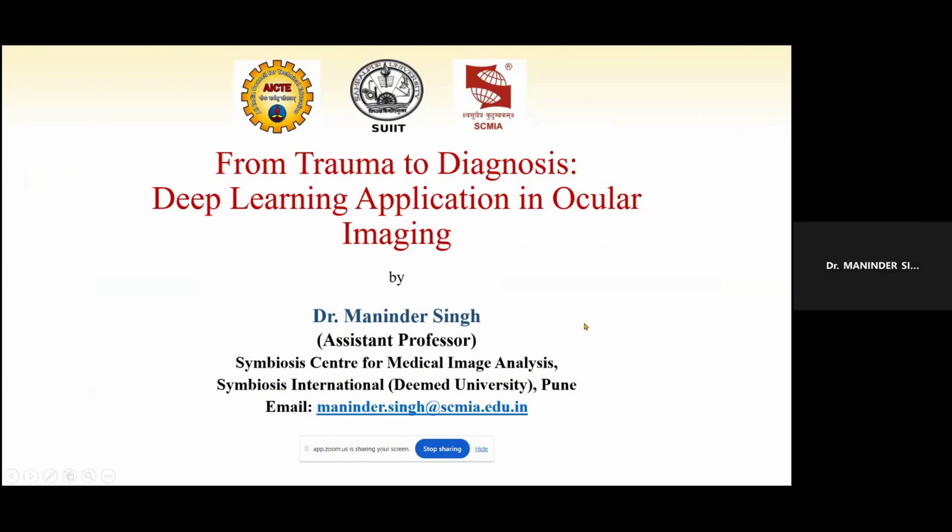The talk will be focusing on how deep learning can support trauma care by analyzing ocular images such as ultrasound imaging or fundus imaging, to estimate important biomarkers that can guide diagnosis and treatment. To basically understand this topic, I start with the basics, like biomedical systems and AI, artificial intelligence.